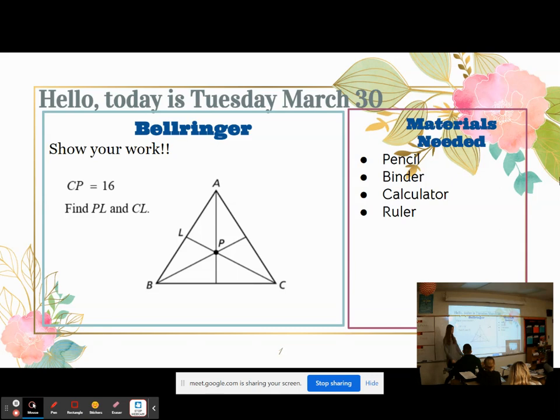Thank you. Natalie S., tell us, do you agree or disagree? I broke it up into thirds, and so I did 16 divided by 2 got 8, and then I had 8 and 8, and then I added up all the ways and got 32 for CL.